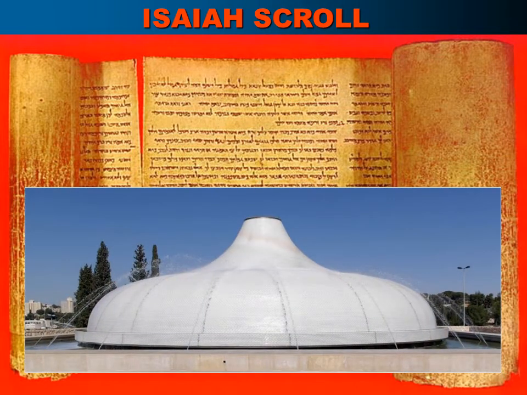If you want to see the Isaiah scroll, they built the Scroll Museum in Jerusalem, and if you ever go to Jerusalem, you've got to go see the Scroll Museum. It's well worth a visit, where they put it in very low light to protect it, because this is over 2,000 years old, a scroll of the book of Isaiah.